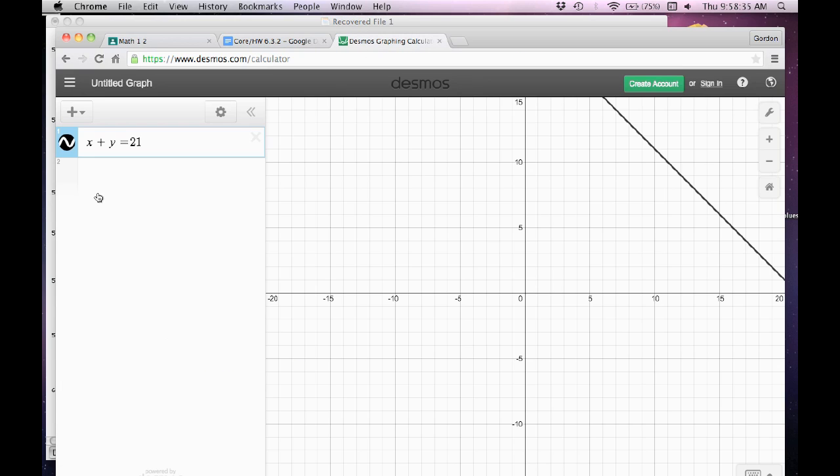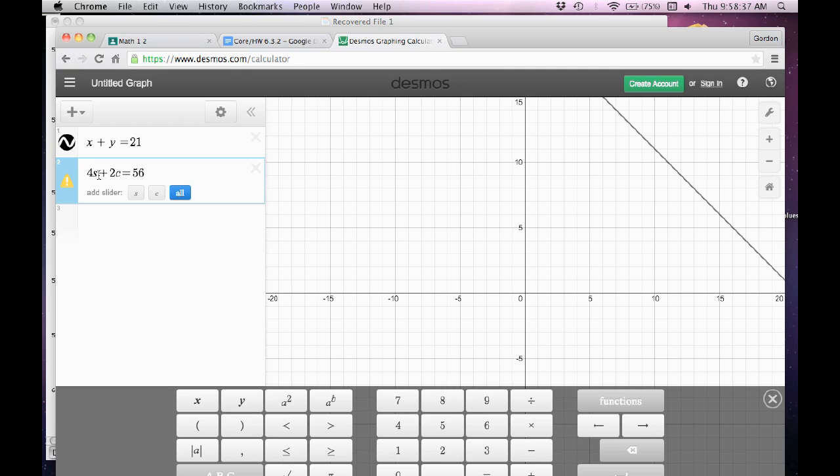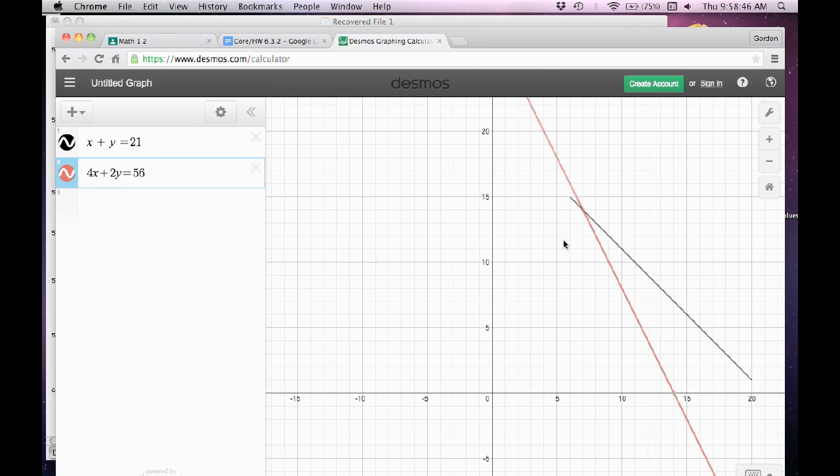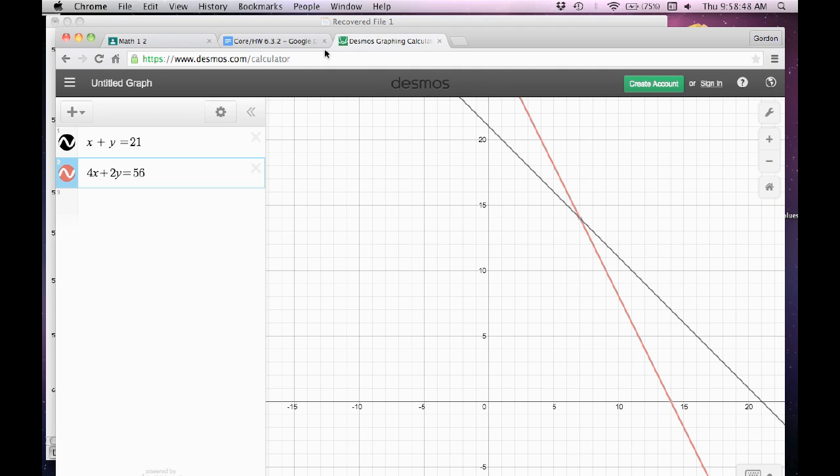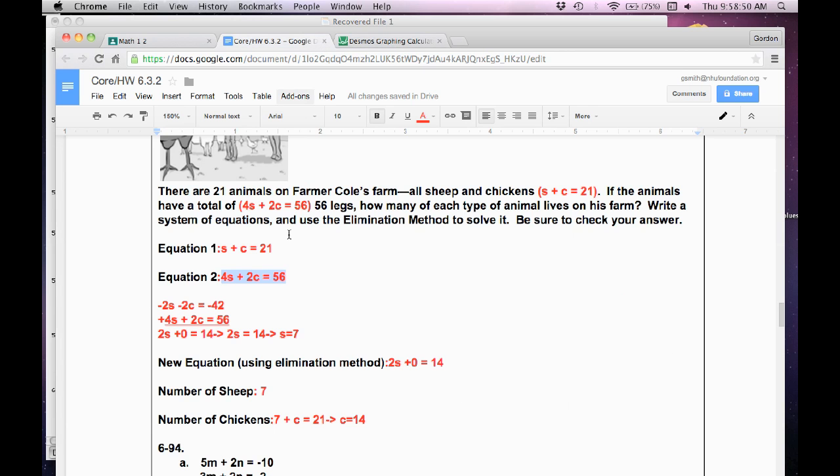Again, I'm changing the S's to X's and the C's to Y's. So we've got that, and we've got this solution. So let's drag that over here. Our solution here is 7, 14. So 7 sheep, 14 chickens. We got this. Awesome. Enjoy.